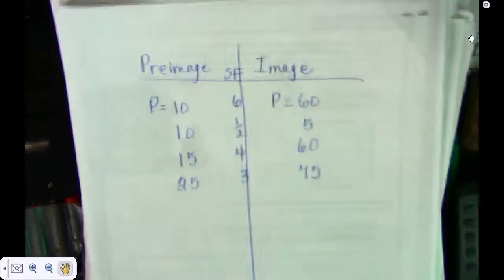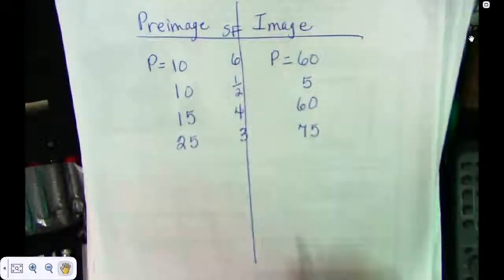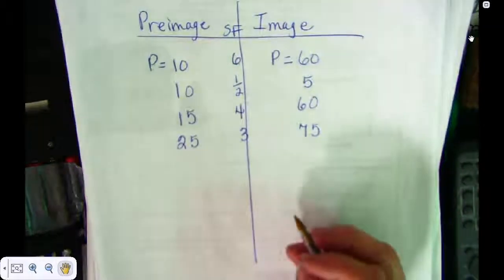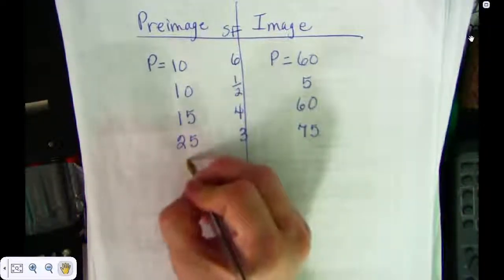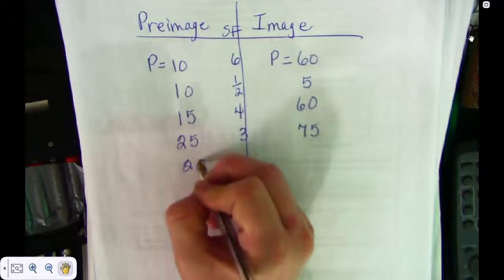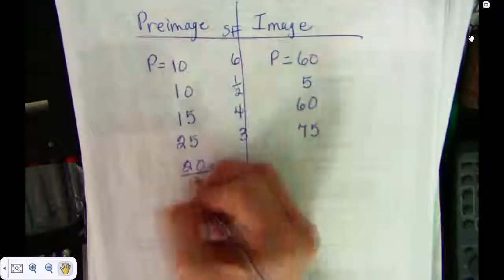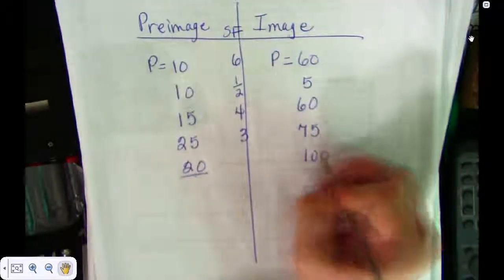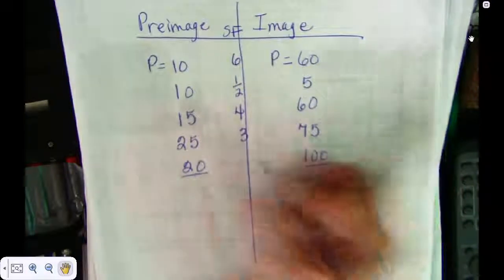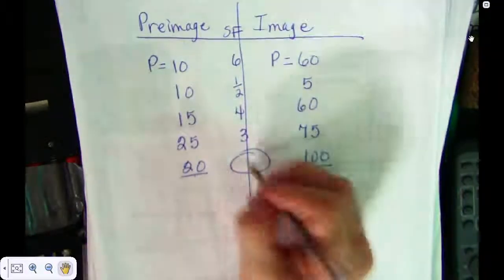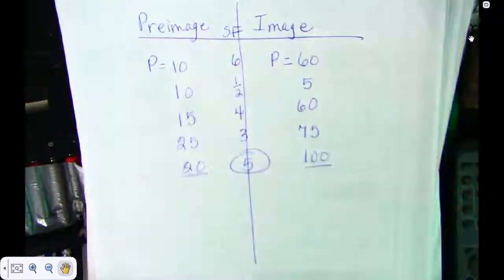Thank you, people that are participating. Tomorrow you're going to breeze right through what we're doing. If my perimeter is 20 on the pre-image and it's 100 on the image, what's the scale factor? What did you do to get 5?